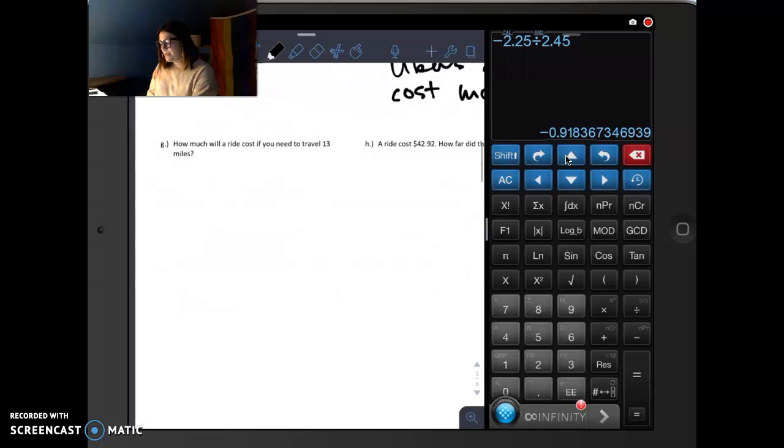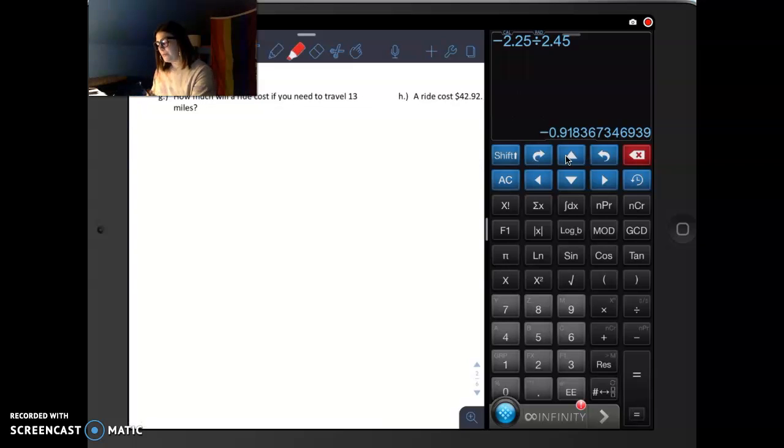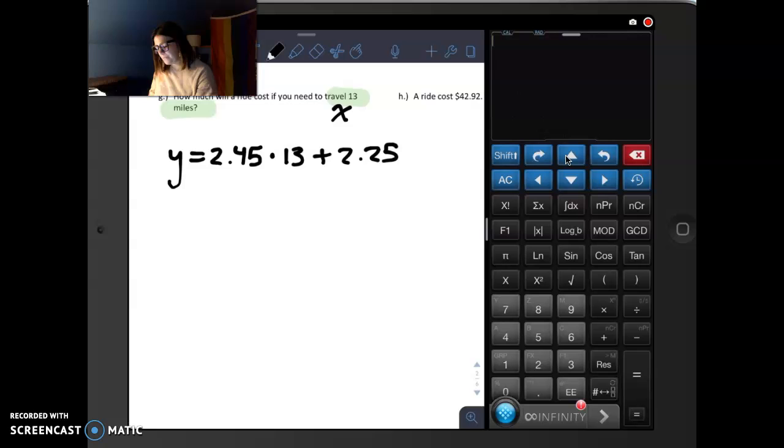All right, last couple questions here. Again, we're picking out whether this is an x or a y. It says you need to travel 13 miles. That's a pretty long Uber drive. We know that miles is x. So writing out y equals 2.45 times 13 plus 2.25. All I did was just replace x with 13. And again, remember this trick, you can just put the whole question in at once. So we have y equals 34.1.